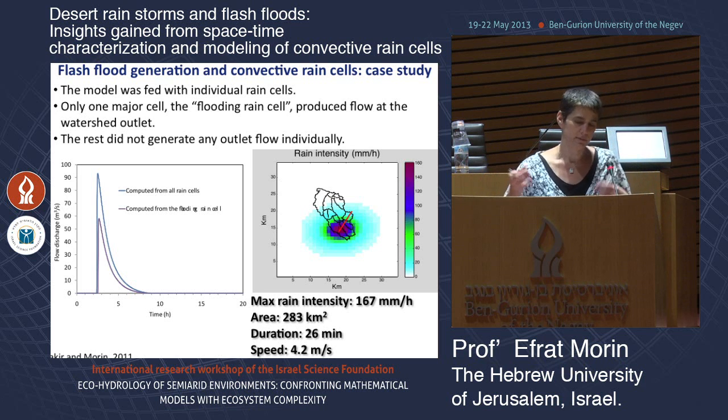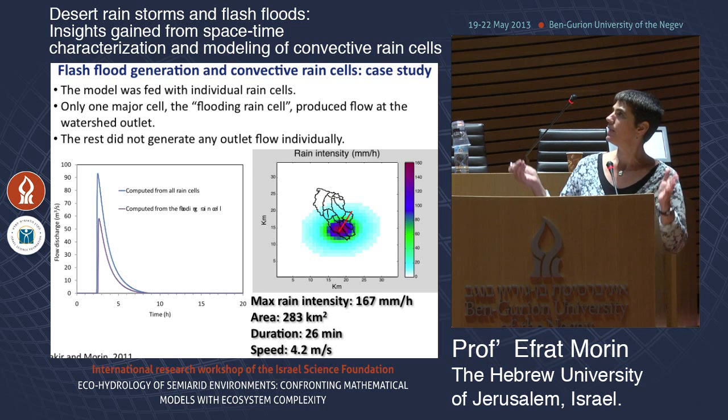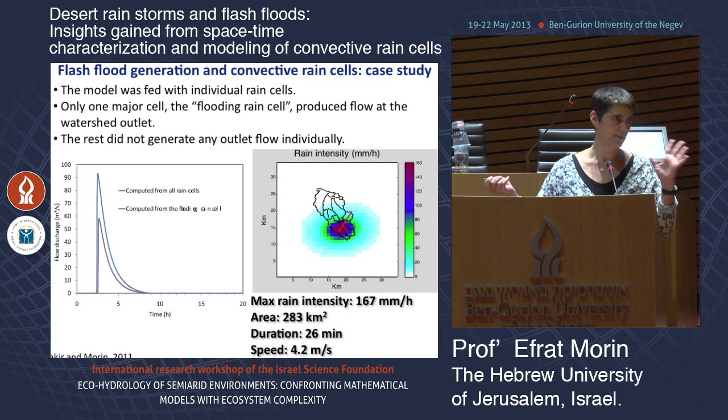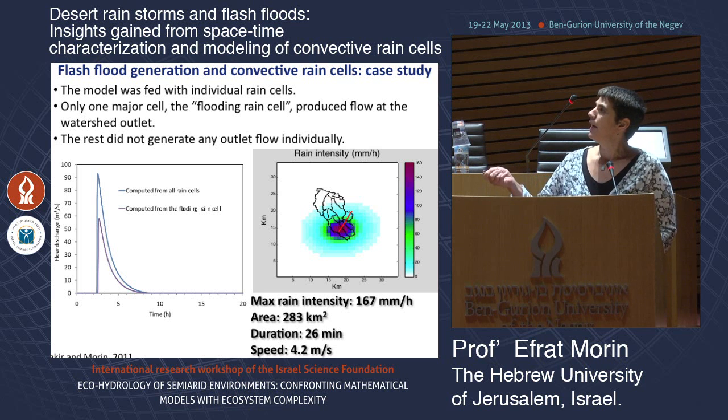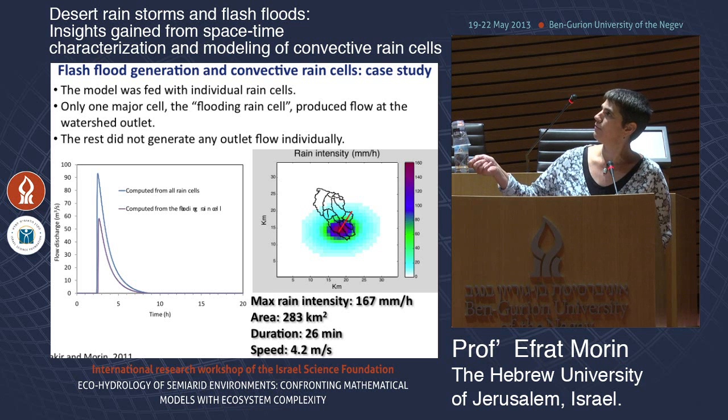And this we did by inputting each cell separately. Actually, if we remove this cell, there was no flow according to the model. This one convective rain cell out of the 56, by itself, would generate this hydrograph. This is the full hydrograph with the whole 56 cells. This is only one cell.